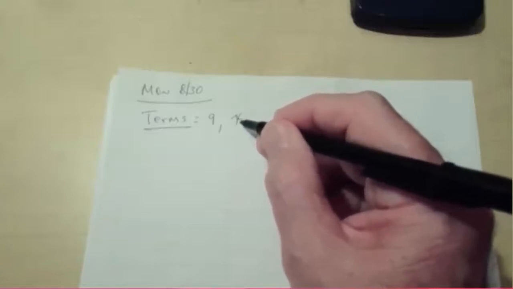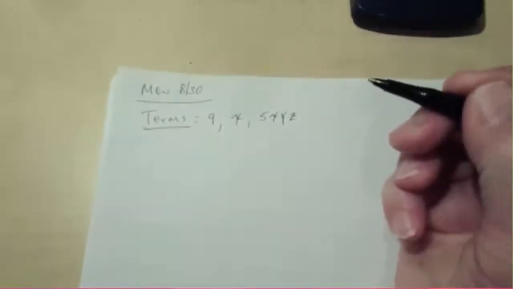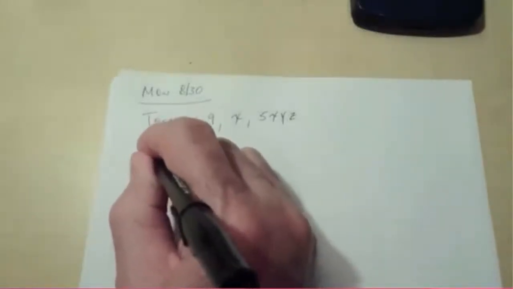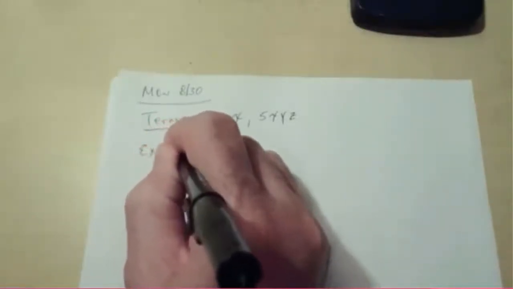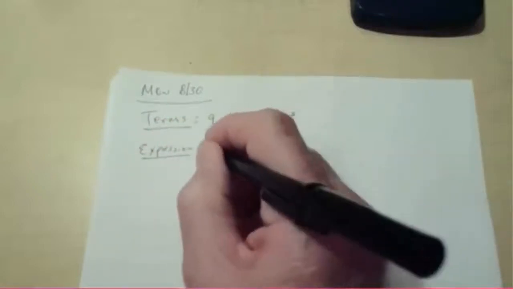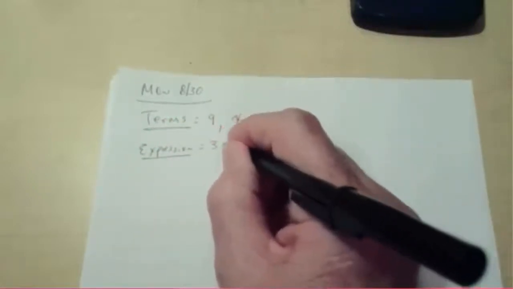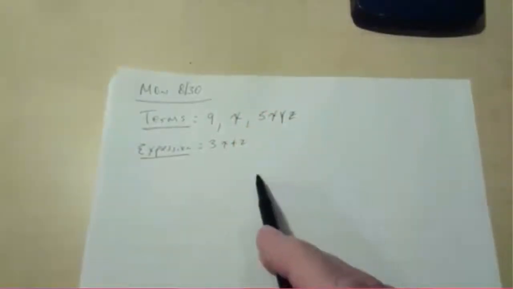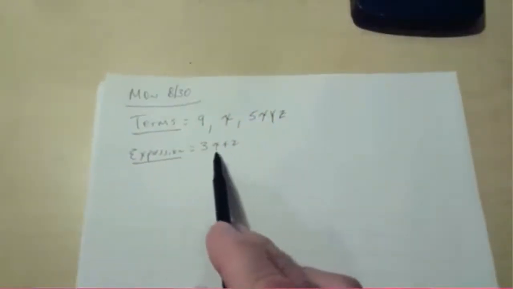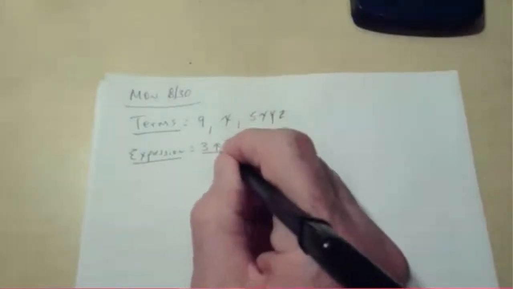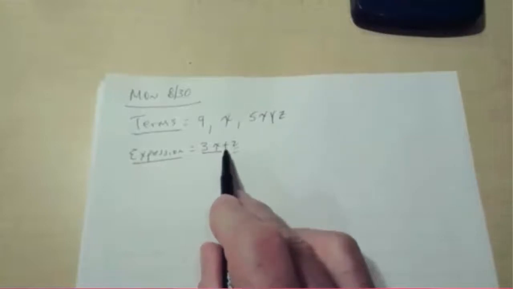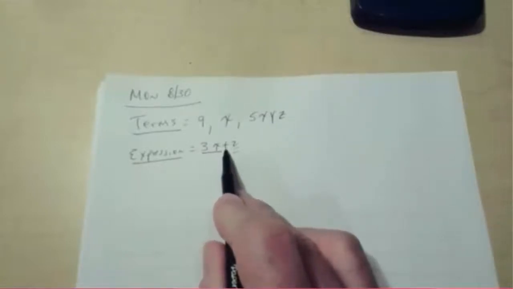X, A, B, C, D, whatever. Any variable. The letters are the variables. That's a term. 5xyz, that is a term. An expression is like 3x plus 2. Now why is this an expression? Because it has two terms. 3x is a term and 2 is a term. If it's separated by a plus or a minus, then it is an expression.